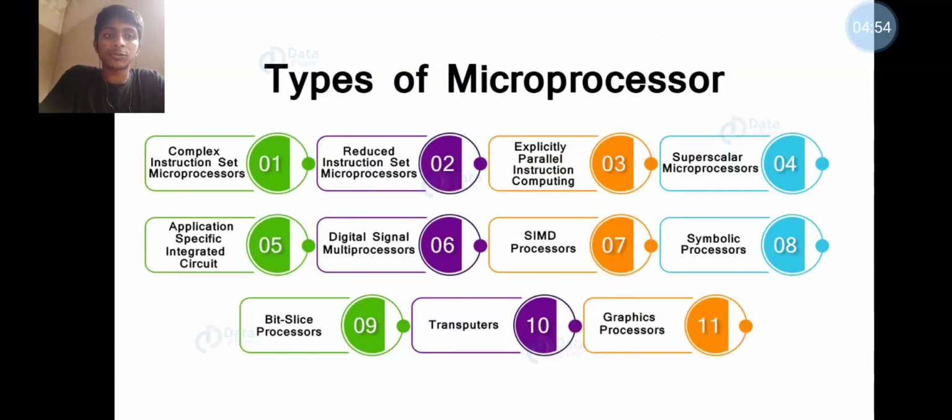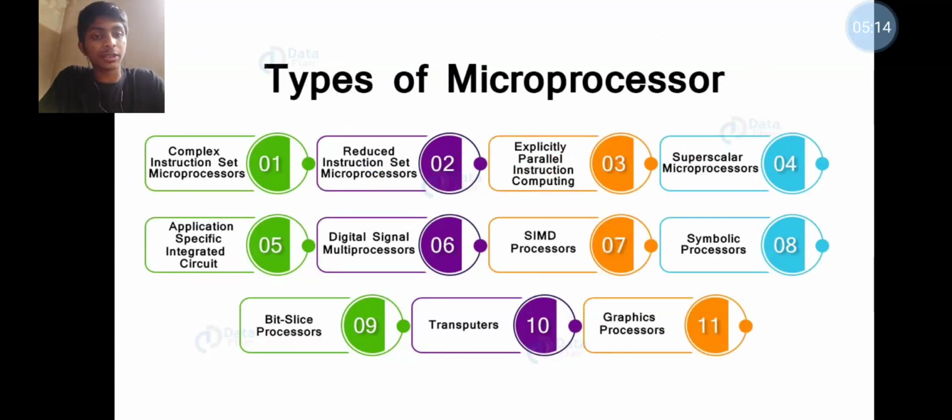Next, types of microprocessor. First one, complex instruction set microprocessors. Next, reduced instruction set microprocessors. Third one, explicitly parallel instruction computing. Fourth one, superscalar microprocessors. Fifth, application specific integrated circuit.